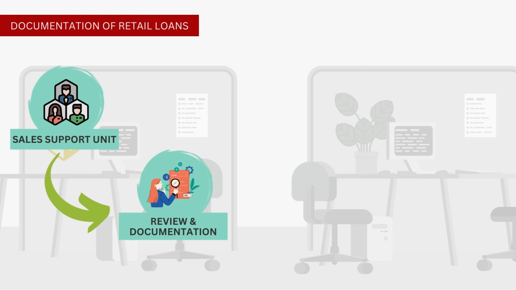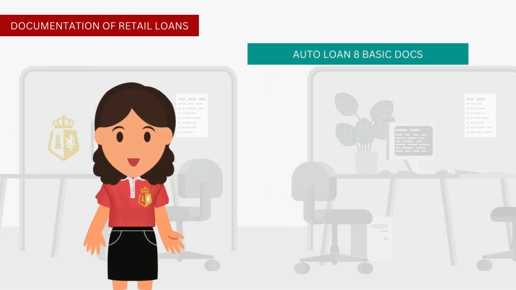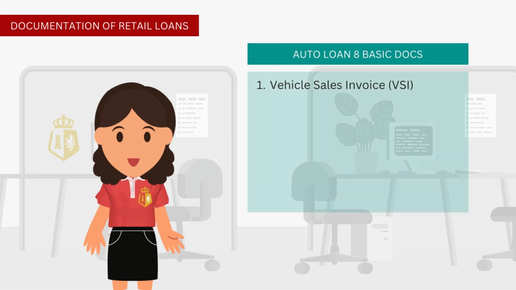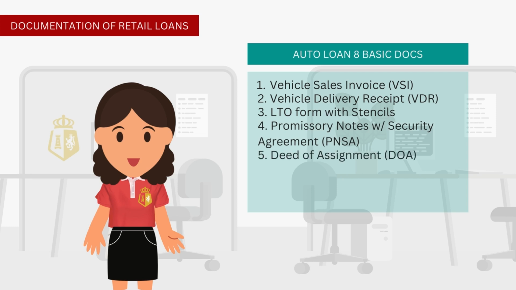They are in charge of reviewing the submitted documents before handing over the account to our LSR partners to facilitate the loan booking. Under auto loan, there are 8 basic documents being checked as evidence of the existence of the loan. These are Vehicle Sales Invoice or VSI, Vehicle Delivery Receipt or VDR, LTO Form with Stencils, Promissory Note with Security Agreement or PNSA, Deed of Assignment or DOA, Valid IDs, FAS, Customer Personal Information Sheet or CPIS.